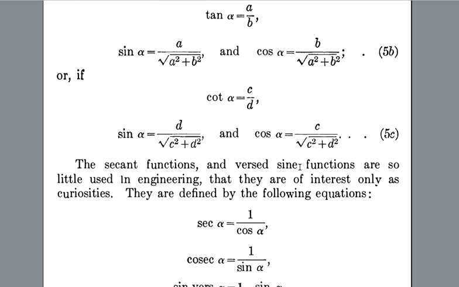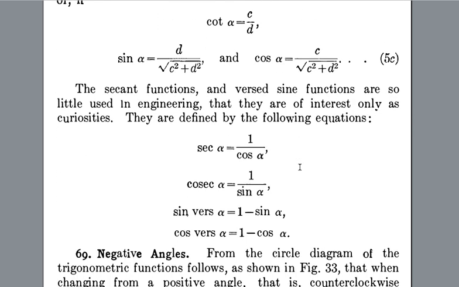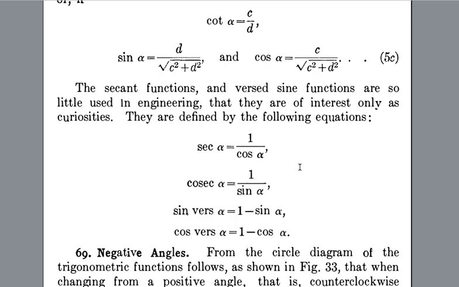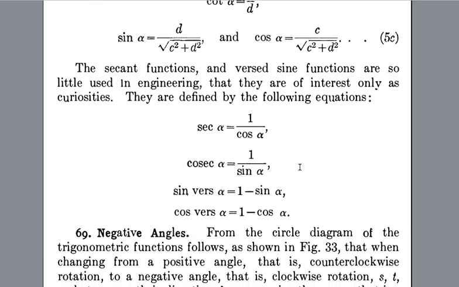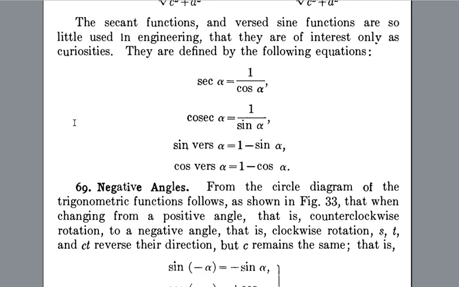The secant and versed sine functions are rarely used in engineering and are generally considered mathematical curiosities. These functions are defined by the following equations. The secant of alpha equals 1 divided by the cosine of alpha. The cosecant of alpha equals 1 divided by the sine of alpha. The sine versed alpha equals 1 minus the sine of alpha. The cosine versed alpha equals 1 minus the cosine of alpha.